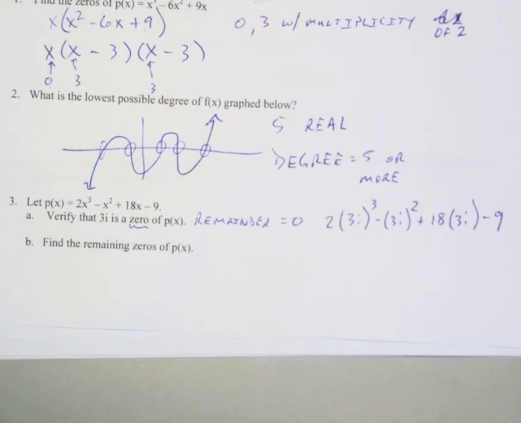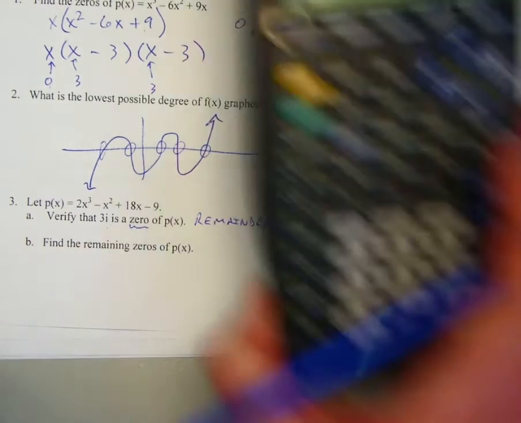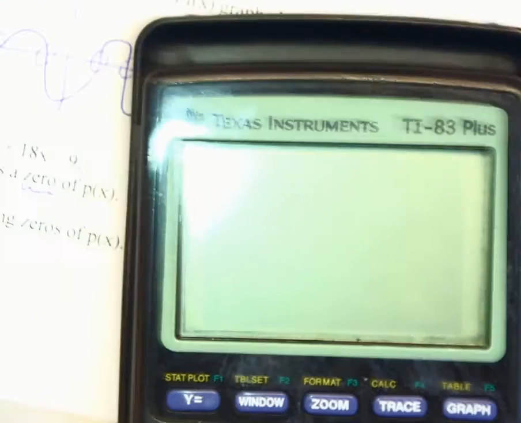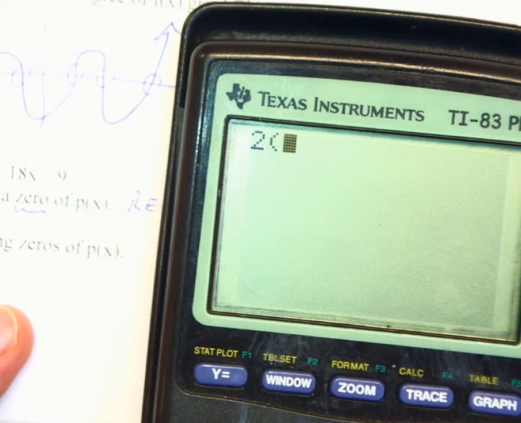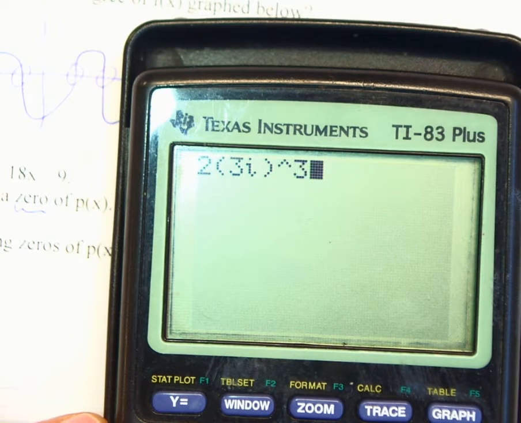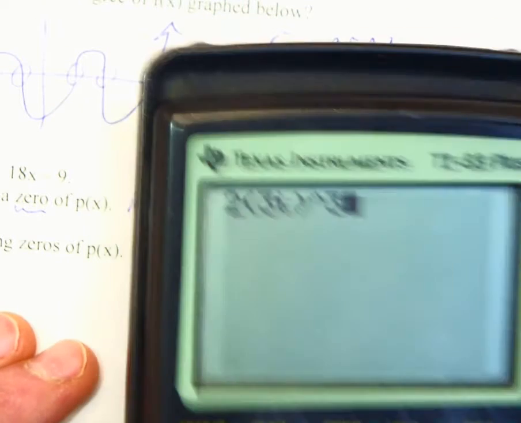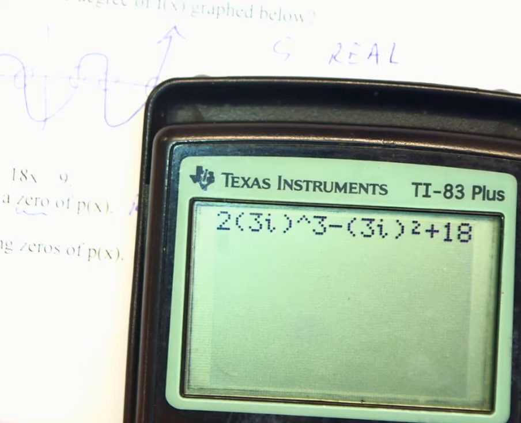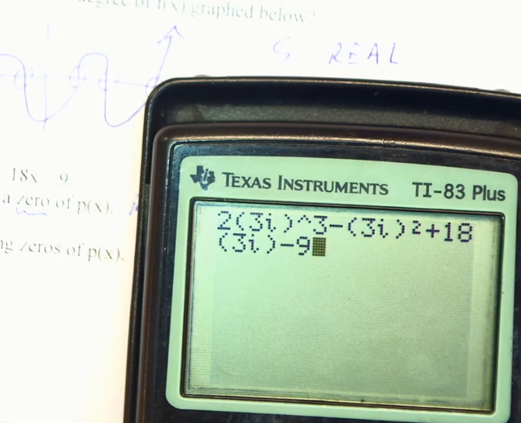I think I showed you in class yesterday, but just in case I didn't, your calculator actually has an i button right on it. If you look down right at your decimal point, if you hit second and the decimal point, you're going to get i. So I'm going to go to my calculator and plug it in exactly how I wrote it on my paper. I go 2 and then 3i, power 3, minus 3i, squared, plus 18 times 3i, minus 9. So here's the moment of truth.